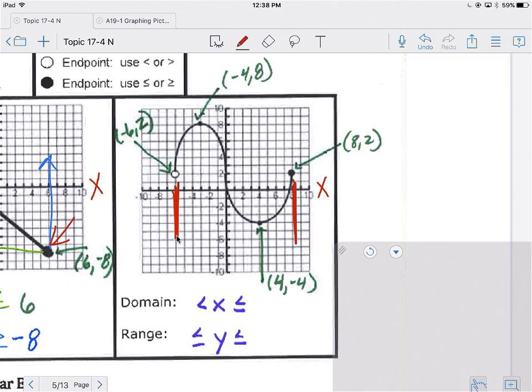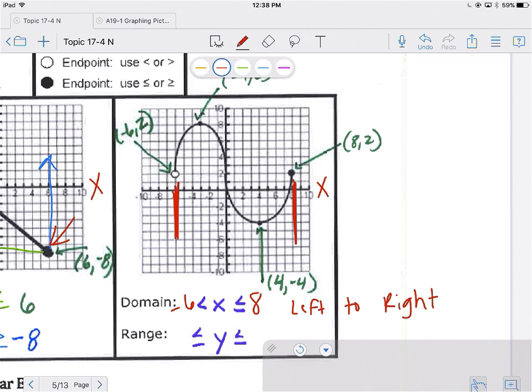This x goes all the way out to negative 6. And then my positive, or my biggest x, goes all the way out to positive 8. So with your domain, we go left to right, no matter what that looks like, if you have 2 points or more than 2 points. So left x to right x. At negative 6, I have an open bubble, so I leave the inequality alone. At positive 8, I have a filled-in bubble, so I put the line under the inequality.